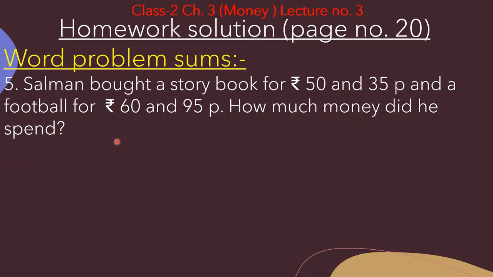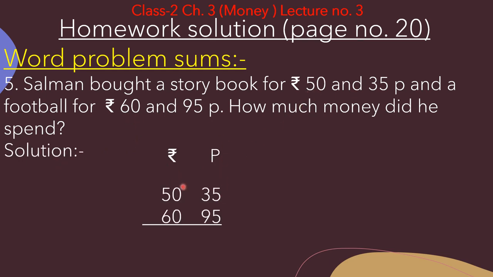So first of all we will write here rupees and paise, then we will write ₹50 and 35 paise, and below it we will write ₹60 and 95 paise. Now we have to put plus sign. Now we will start from our right hand side. So here 5 plus 5. So keep 5 in your mind and 5 on your fingers. Let's start forward counting. 6, 7, 8, 9, 10. So here 10 is 2-digit answer. That's why we will write 0 here and 1 will be carryover.